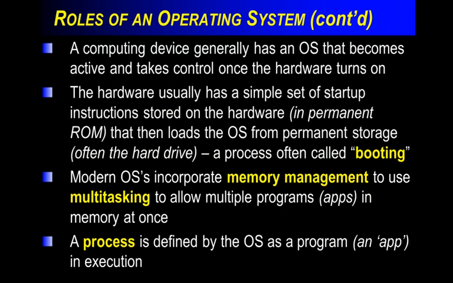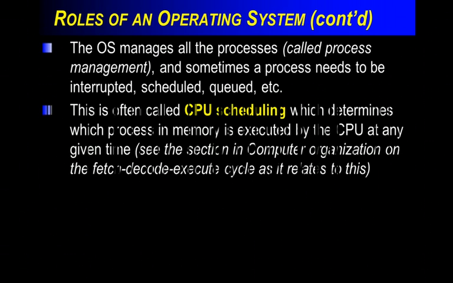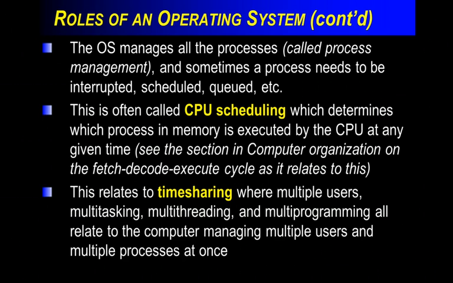A process is an app. So when an OS says it's running a process, it's running an app. These words get a little interchanged with one another. All right. So the OS manages the processes, process management, okay? Sometimes a process or an app needs to be scheduled. For example, you could have an app that runs a backup on your computer, and you've scheduled it for a certain time. Sometimes a process needs to be interrupted.